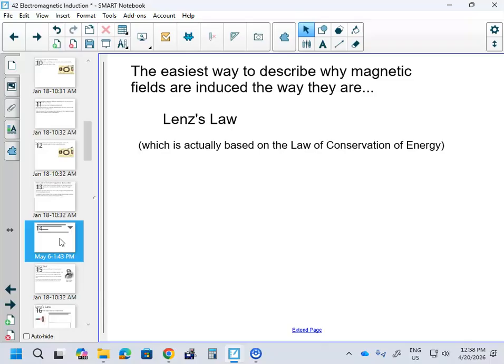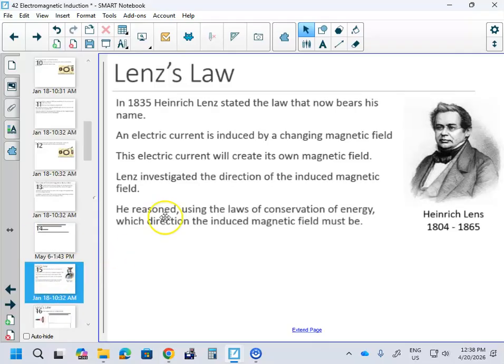And the nicest way to think about it is what's called Lenz's law, which is really based on conservation of energy. It says an electric current is induced by a changing magnetic field. We know this. This electric current will create its own magnetic field. And Lenz investigated the direction of that magnetic field and found that it would always oppose the change.